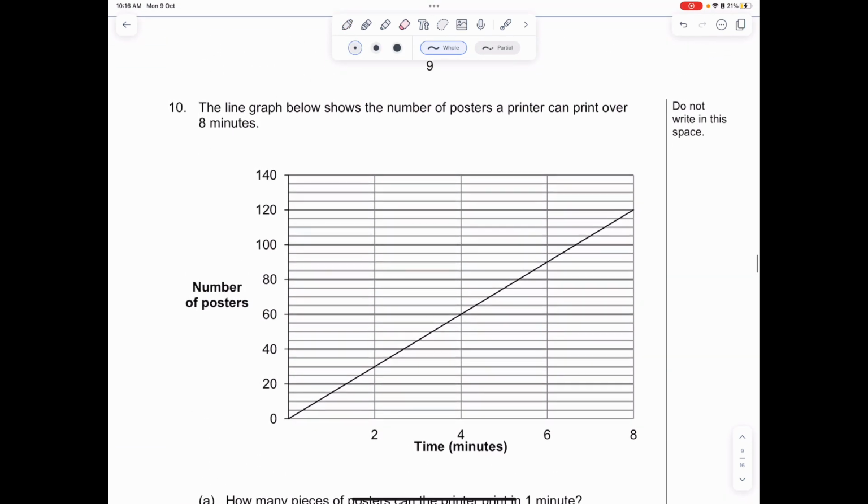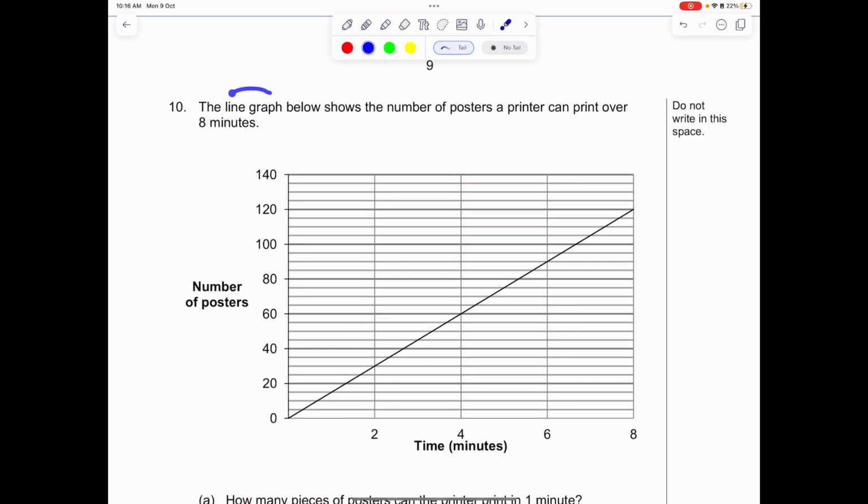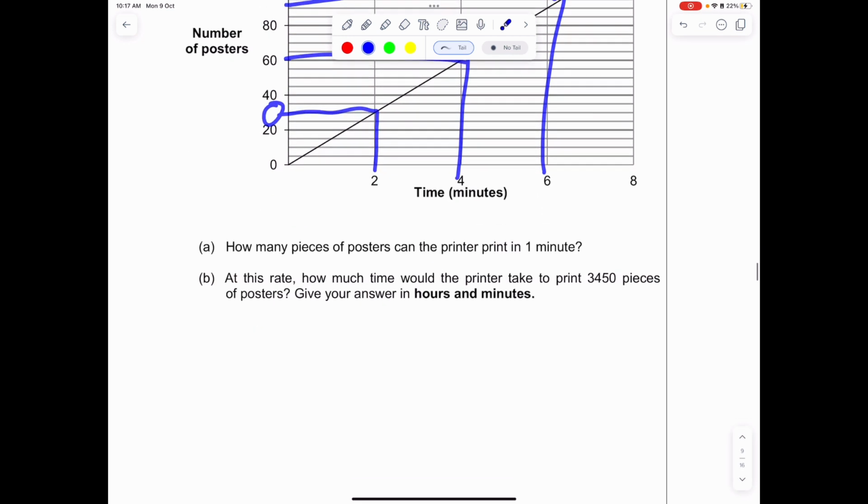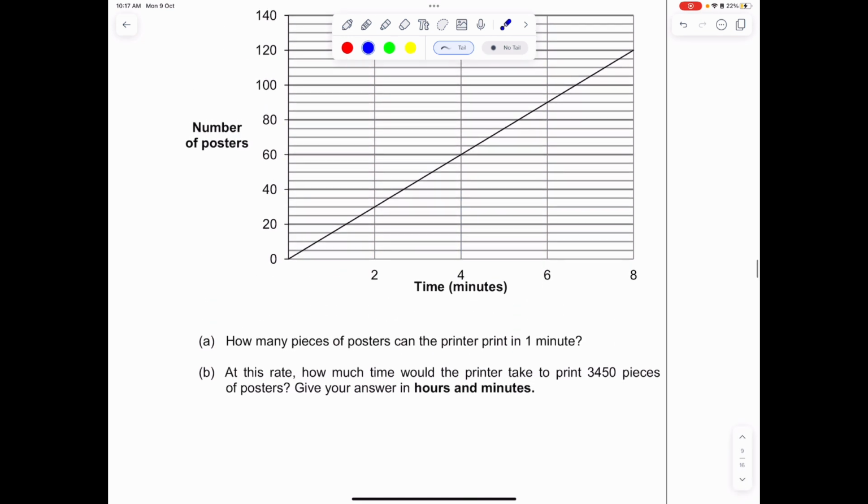Now, the line graph shows the number of posters a printer can print over 8 minutes. So remember, I told you this. You need to be very careful. Read your horizontal line first, then read your vertical line. So this tells me what is printed at every 2 minutes. How many pieces of poster can the printer print in 1 minute?